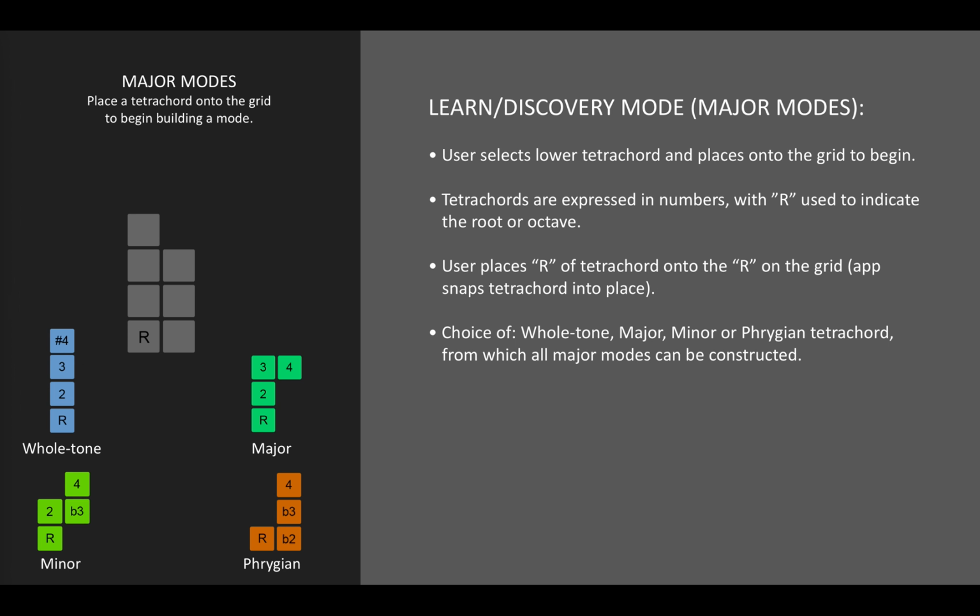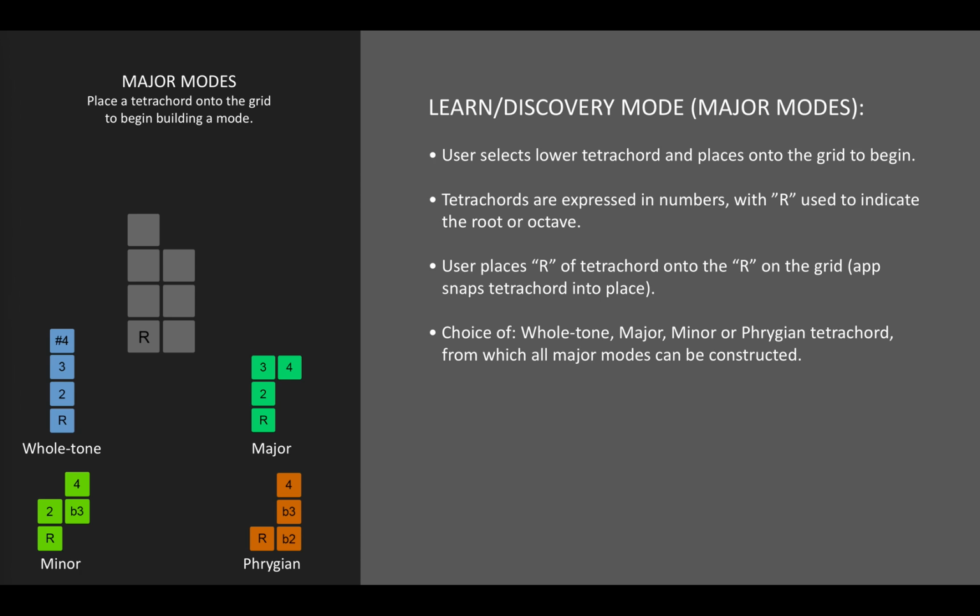So in this first mode, this is the learn or discover mode, in this case just for major scales. And you can see these are the four tetrachords that are available to make a major scale. A whole tone tetrachord, major tetrachord, minor tetrachord, and Phrygian tetrachord. And the whole gist of this is that whole steps go upward and half steps go to the right. And that's how these tetrachords get their shape.